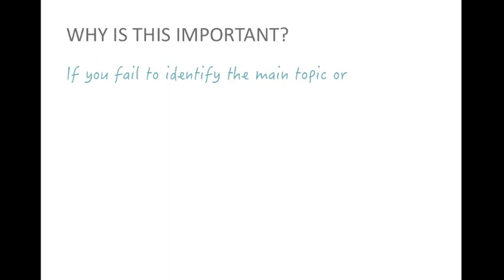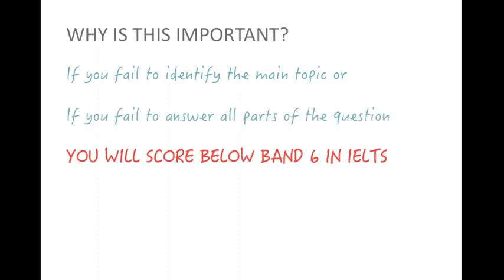So the basic fact is this: if you fail to identify the main topic of the question, or if you fail to answer all parts of the question, you will score below band 6 in IELTS. It's as simple as that. I've seen so many students struggle with getting a high band score in the writing section, and the main reason is because they are not able to identify the main topic of the question, and they just don't answer every single part of the question, and that's why they don't score well in the writing section.